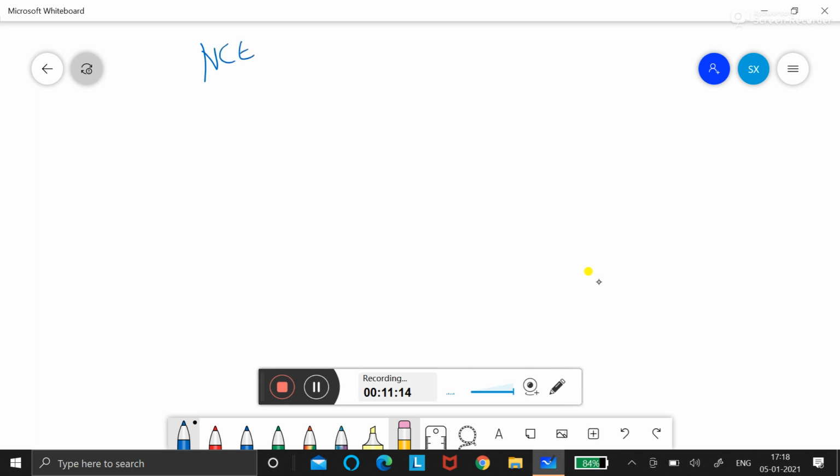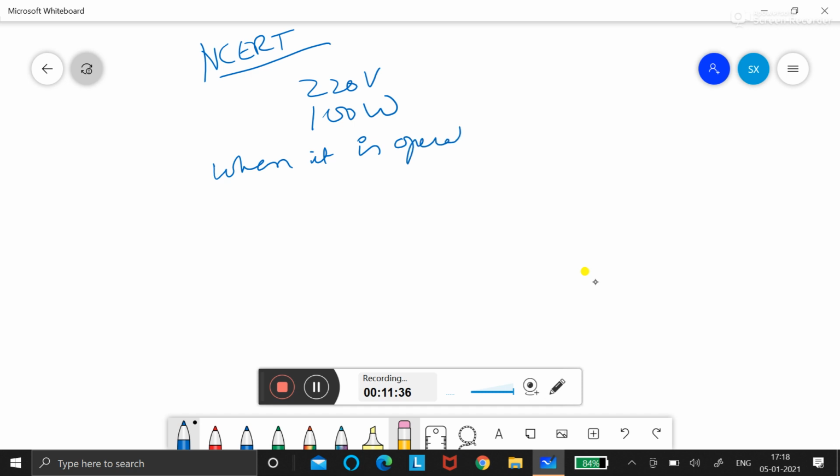NCERT question, if you want, you can check it in your NCERT book. An electric bulb is rated 220 V and 100 W. When it is operated on 110 V, the power consumed will be dash.